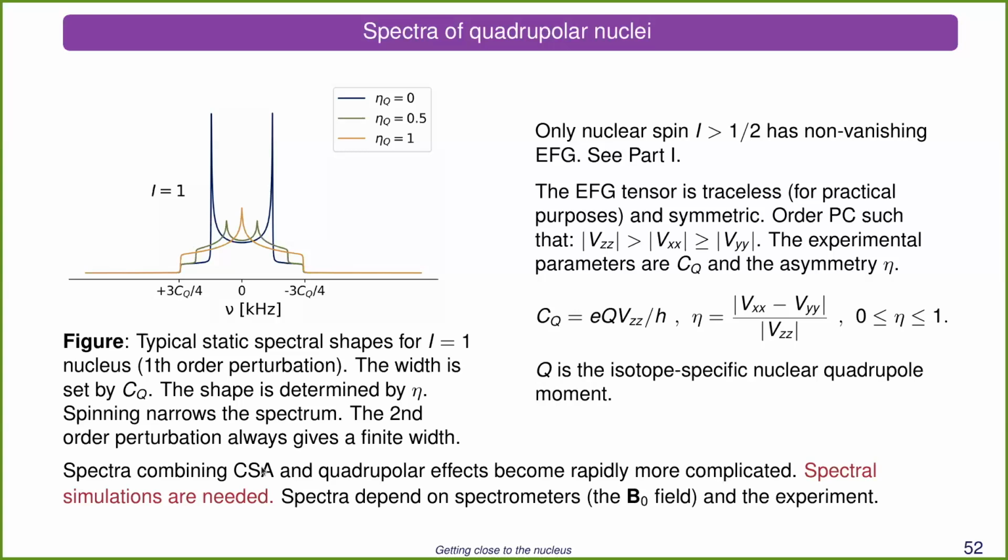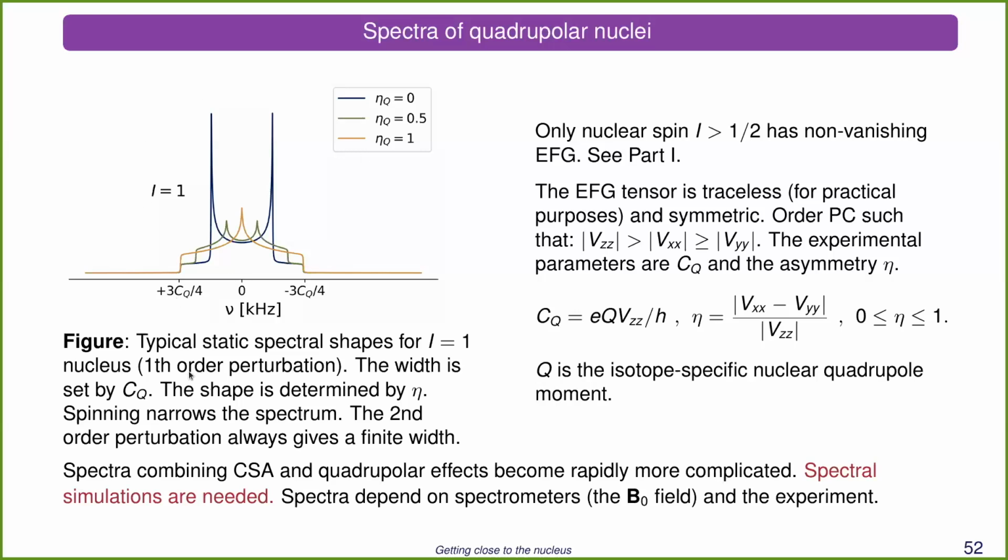And here you see a figure for a spin 1 nucleus, where the spectra are plotted for several values of eta. You see the range. The range is always set by the CQ value, so that is a way to see the CQ from the spectrum. And the shape determines your eta. So eta 0 has these two blobs over here, and then it goes down. Eta 1 and eta 0.5 have very different shapes.